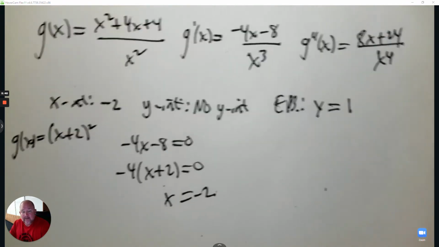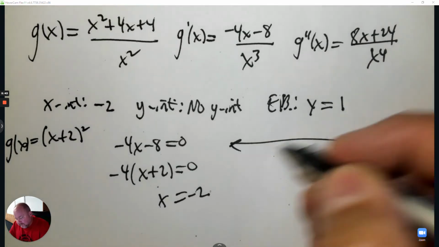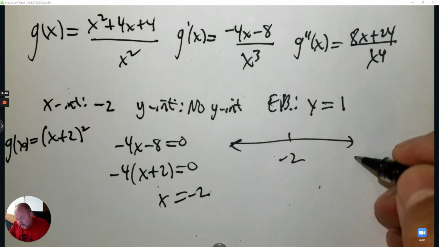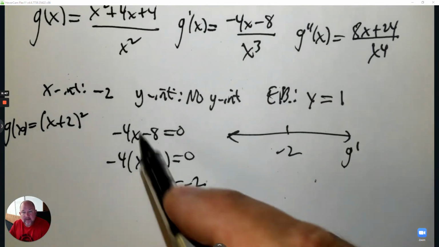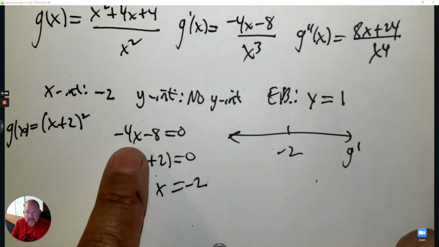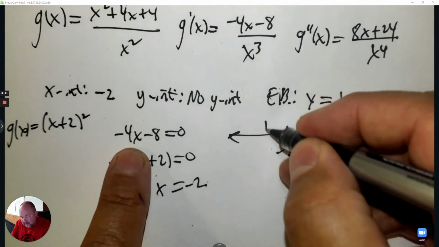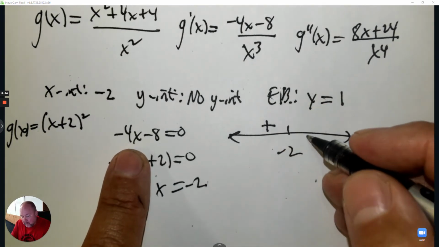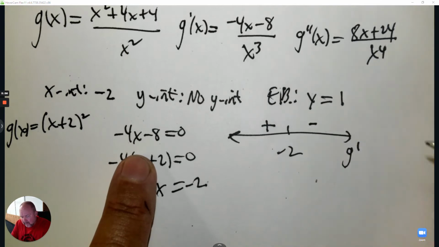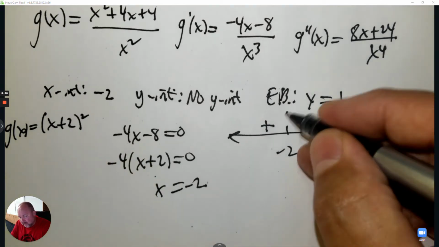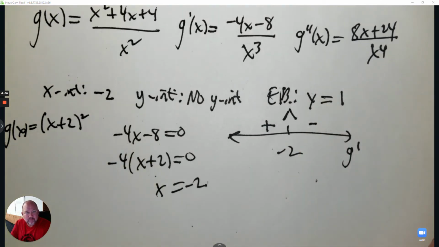And then I draw a number line. If I plug in negative 3, a negative times a negative is positive. If I plug in negative 1 or 0 or any of those other numbers, I get negative. So there's a maximum at negative 2.